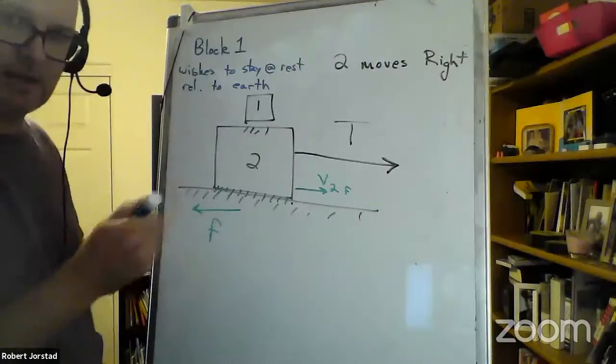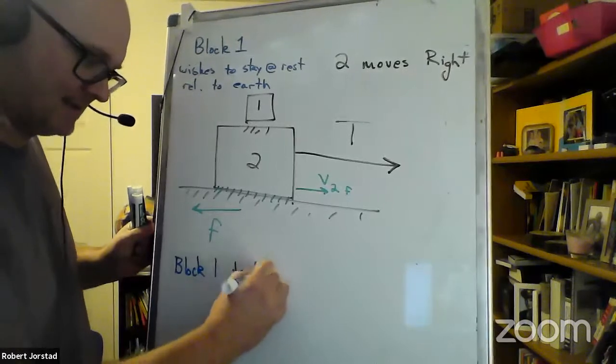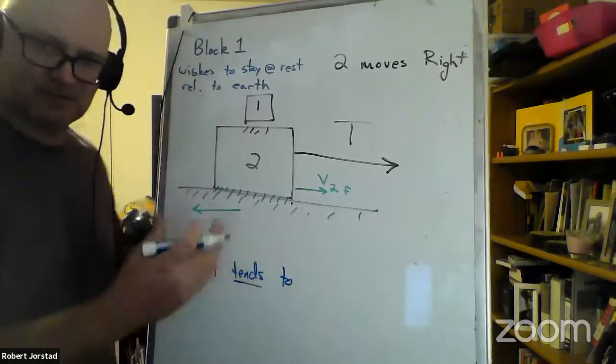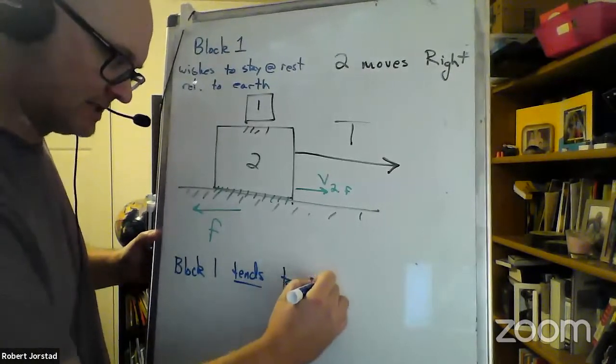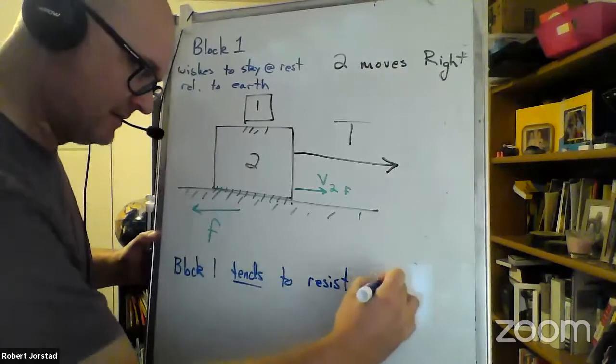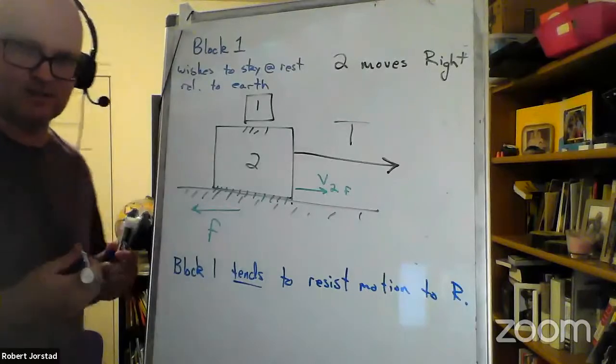Okay. So how does that help you? Well, that tells me that if block 2 is moving to the right and block 1 wants to stay at the position it's in, block 1 is going to resist the movement to the right. Okay, wait, let me write this down. Block 1, I'm going to use the word tends. It may not be able to successfully resist the motion to the right, but it would try. Tends to resist motion to the right. So what does that tell you?